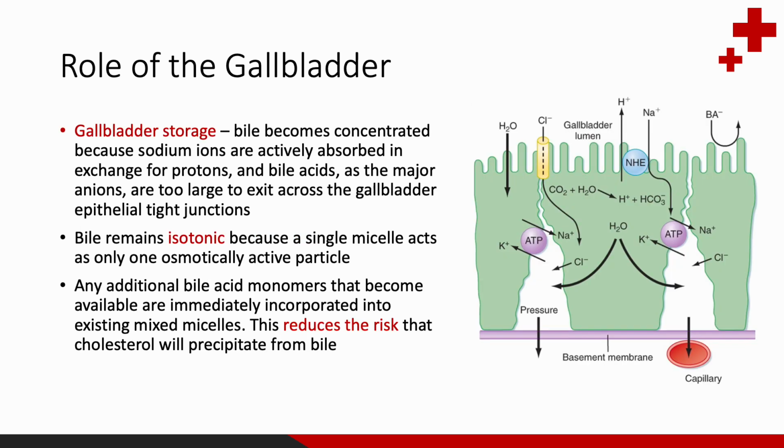During gallbladder storage, bile becomes concentrated because sodium ions are actively absorbed in exchange for protons and bile acids, as the major anions are too large to exit across the gallbladder epithelial junctions. Although the concentration of bile acids can rise more than tenfold, bile remains isotonic because a single micelle acts as only one osmotically active particle. Any additional bile acid monomers that become available as a result of concentration are thus immediately incorporated into existing mixed micelles. This reduces the risk that cholesterol will precipitate from bile.